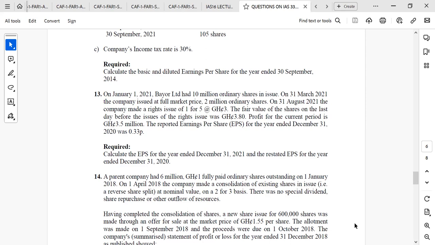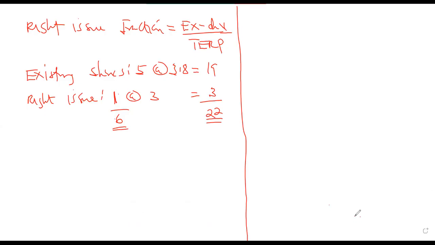Required: calculate the earnings per share for the year ended December 31st, 2021, and the restated earnings per share for the year ended December 31, 2020. Okay, so if you have a question like this, whenever there is a rights issue, the first thing you have to do is find the rights issue fraction. How do we get that? It is the cum-rights share price, that is the share price before the rights issue, divided by the theoretical ex-rights price.